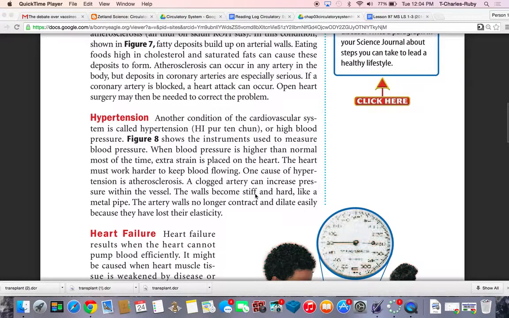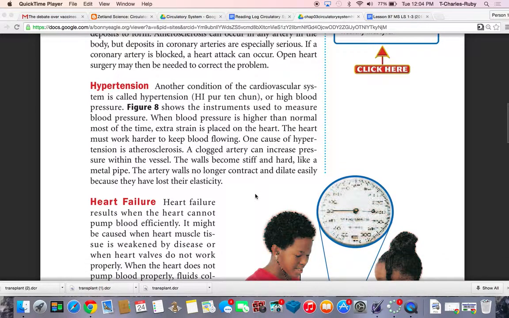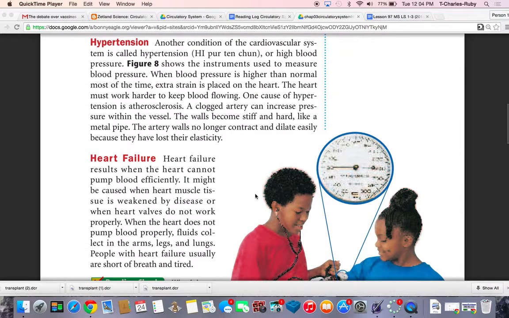One cause of hypertension is atherosclerosis. A clogged artery can increase pressure within the vessel. The wall becomes stiff and hard like a metal pipe. The artery walls no longer contract and dilate easily because they have lost their elasticity. They're no longer stretchy, they're hard and brittle, and then they burst or break.